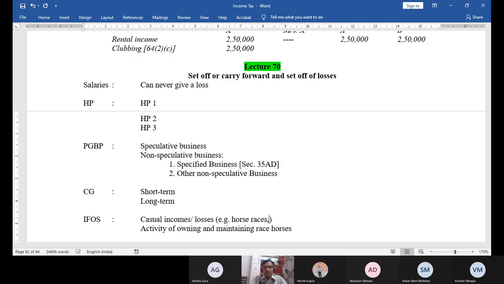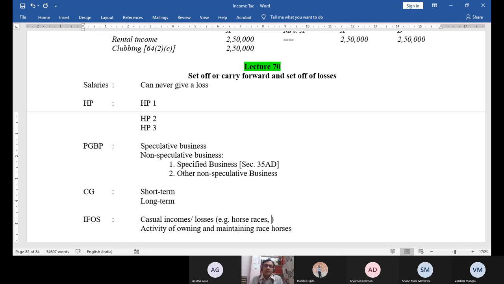If simple words "horse race" are written, that is a casual income. Like I am a lecturer and I invest in horse races. For me, it's a gambling income. But there are so many people who are engaged in the business of owning and maintaining race horses. They purchase the horses, they maintain the horses, and for their business purpose, they invest in horse races.